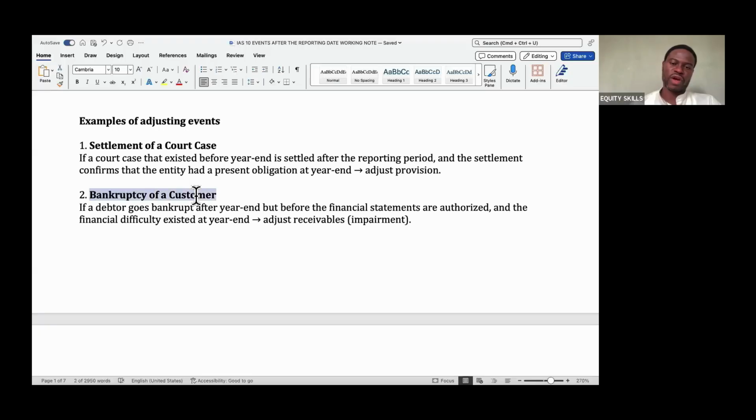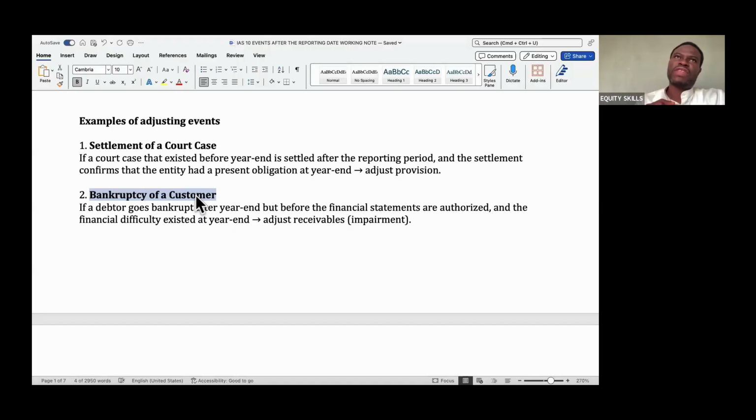Another one is bankruptcy of a customer. I also mentioned this, that when a customer goes bankrupt after the year end, but before the financial statements are authorized for issue, that is also an adjusting event, because it confirms that at the end, that customer must have been facing serious financial difficulty.